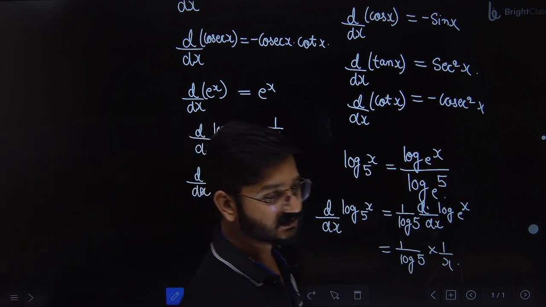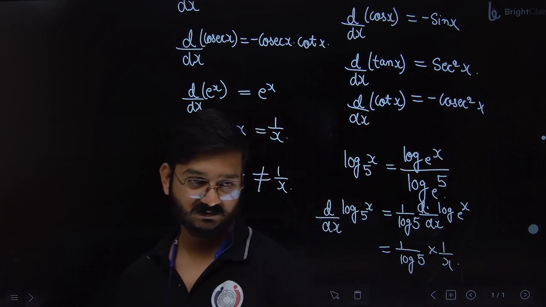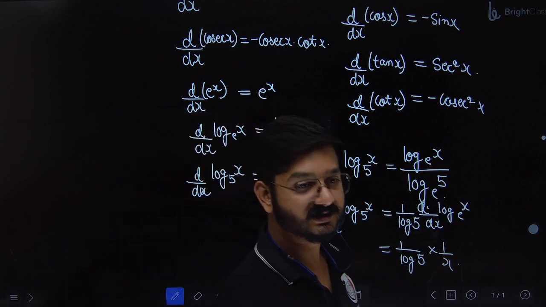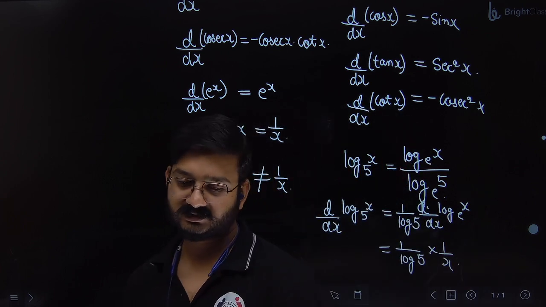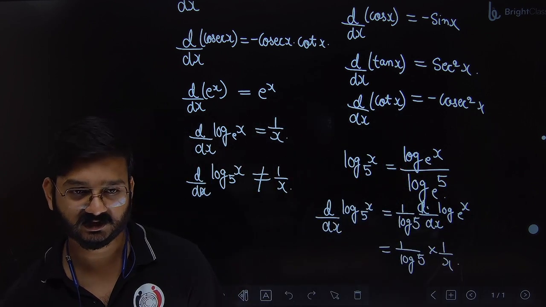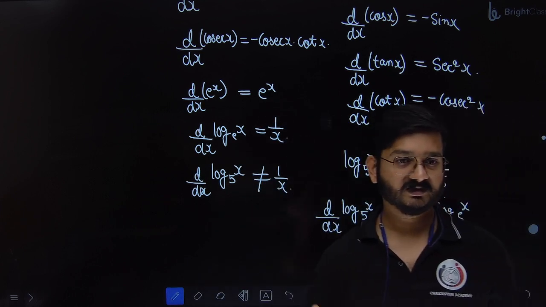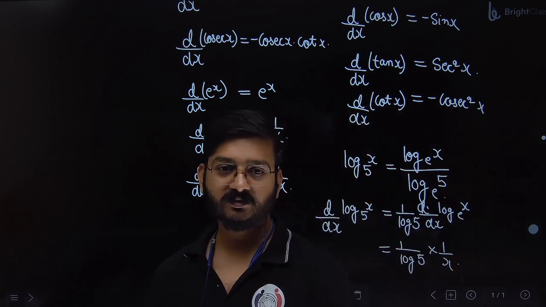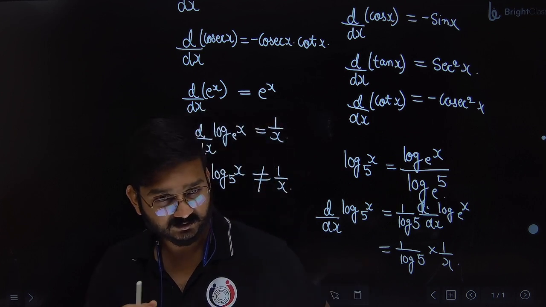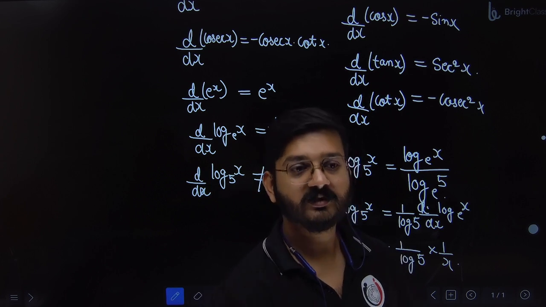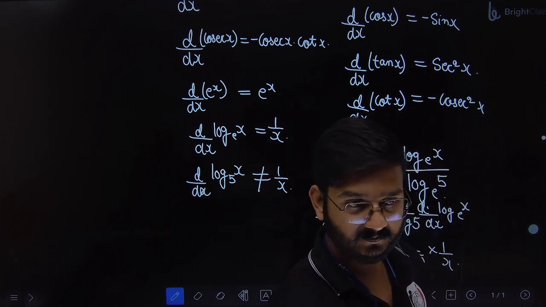What is the meaning of differentiation? Why do we differentiate? To find the rate of change, that at what rate it is changing. If you remember physics also, in physics we discussed the definition of velocity. What is velocity? dx by dt, differentiation of position with respect to time. So it is telling you at what rate your position is changing. Suppose you are running and I want to find out your velocity, so I will find out at what rate your position is changing.